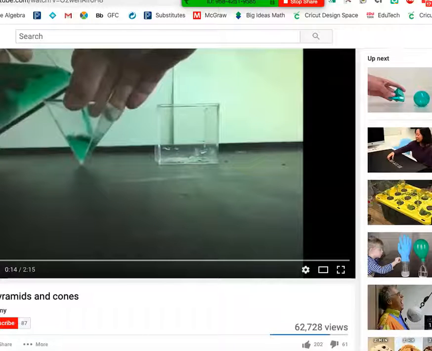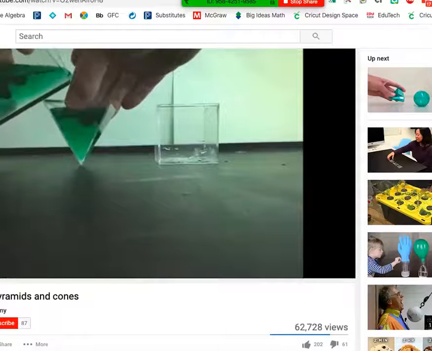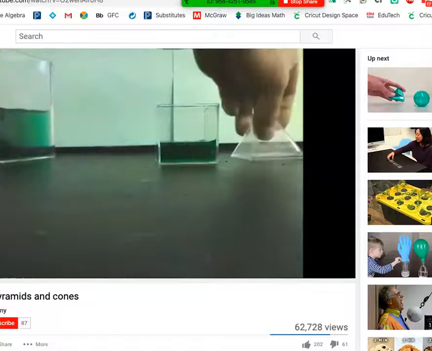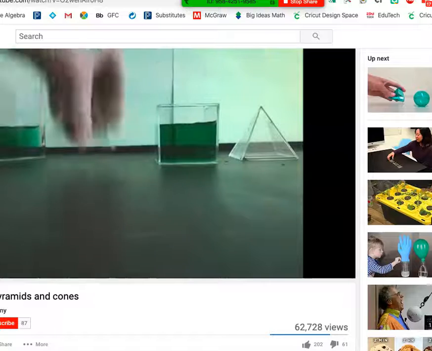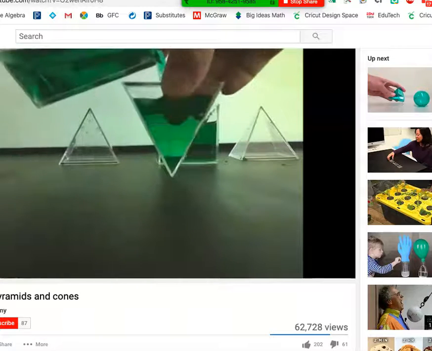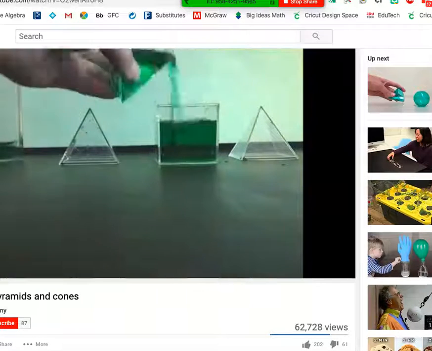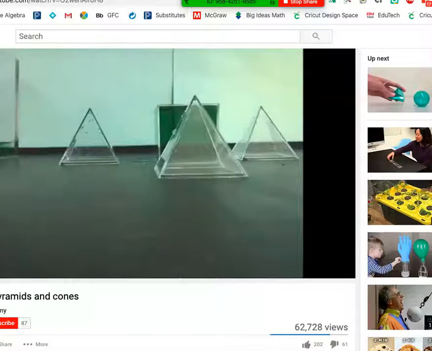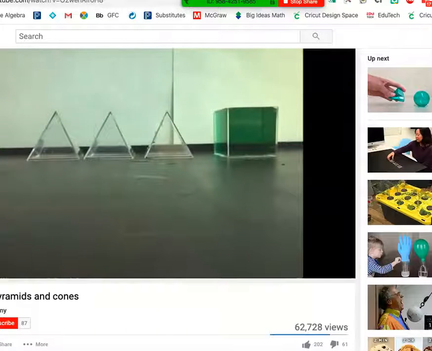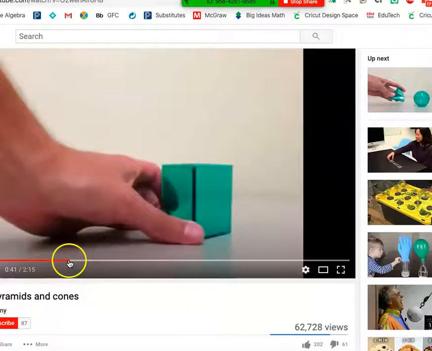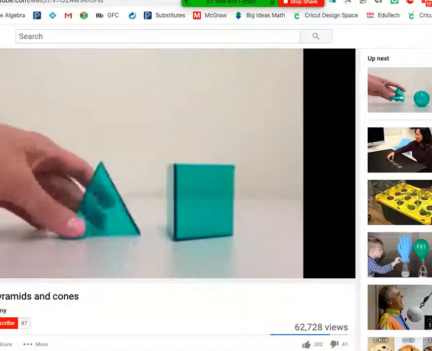I'm gonna say about 3? Anyone else have a guess? 3 or 2? 1? Okay, let's find out. There's 1. There's 2. Oh, so it took 1, 2, 3. You were right. Okay, so now they're going to show us again, but with a triangular pyramid.